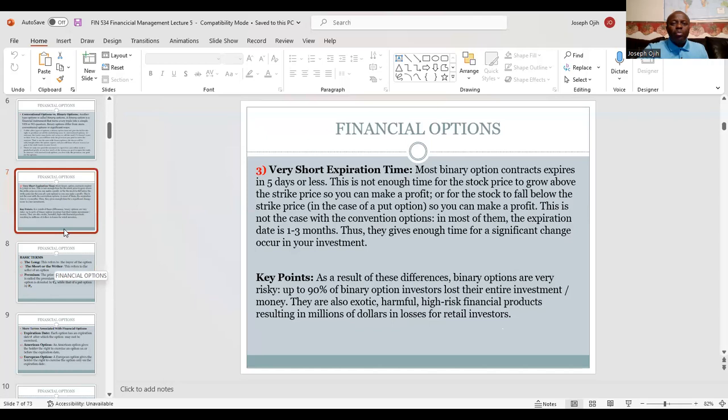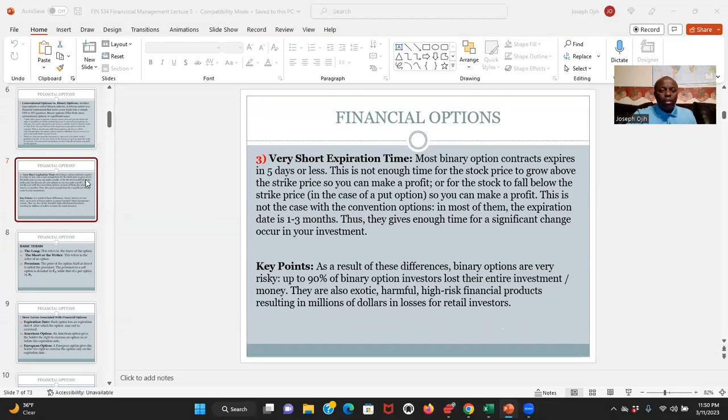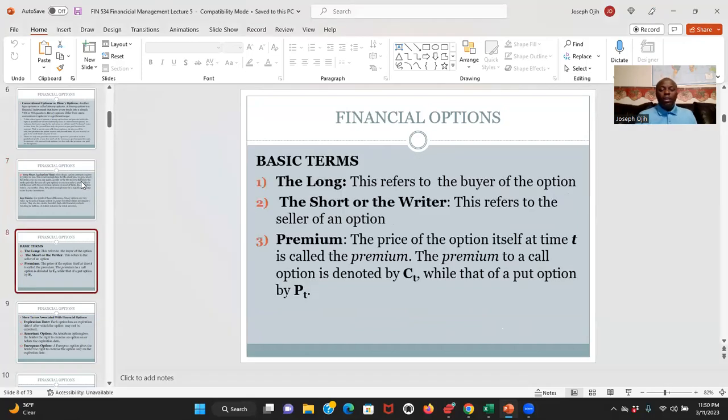There are some basic terms we need to know about options. Those terms include long. Long is a term we use to describe the buyer of the option. Short or writer refers to the seller of the option. Now, remember, an option is a contract. The amount you pay for that contract is called a premium. That's the price of the option itself at the time.